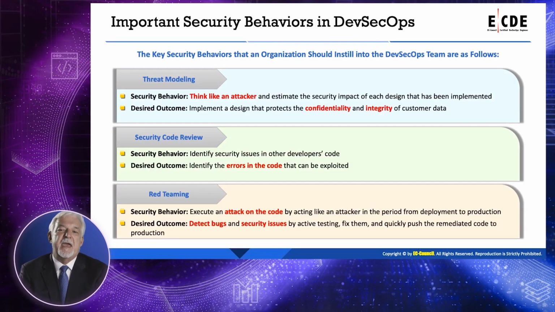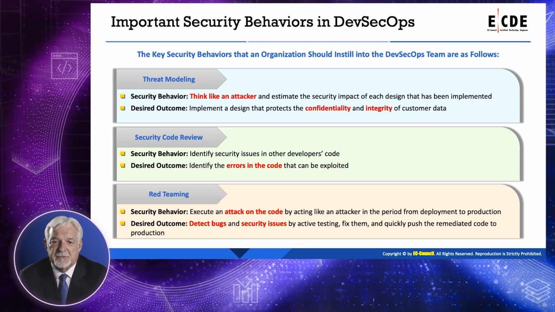There are certain key behaviors that you want in a DevSecOps program. The key security behaviors that an organization should instill into the DevSecOps teams are as follows. Number one is threat modeling. The security behavior is to think like an attacker and estimate the security impact of each design that's been implemented. The desired outcome is to implement a design that protects the confidentiality and integrity of data.